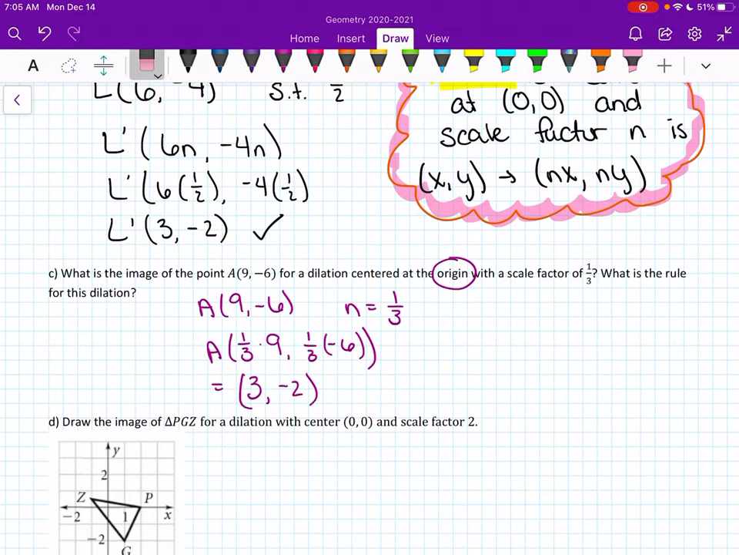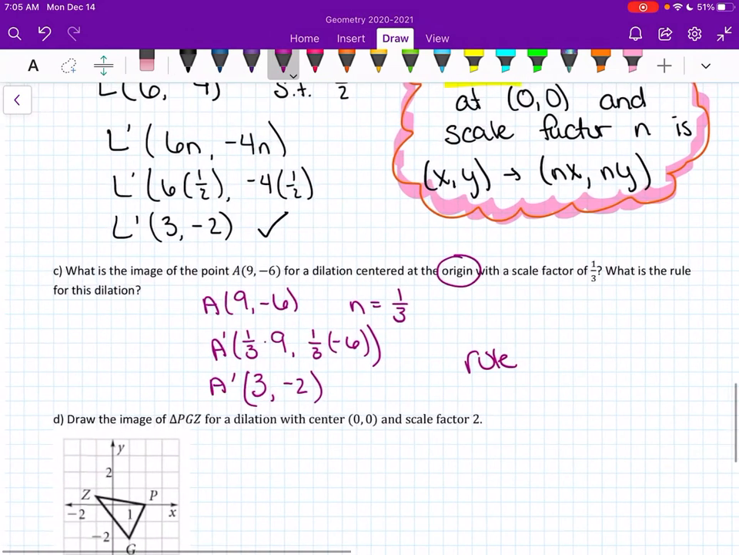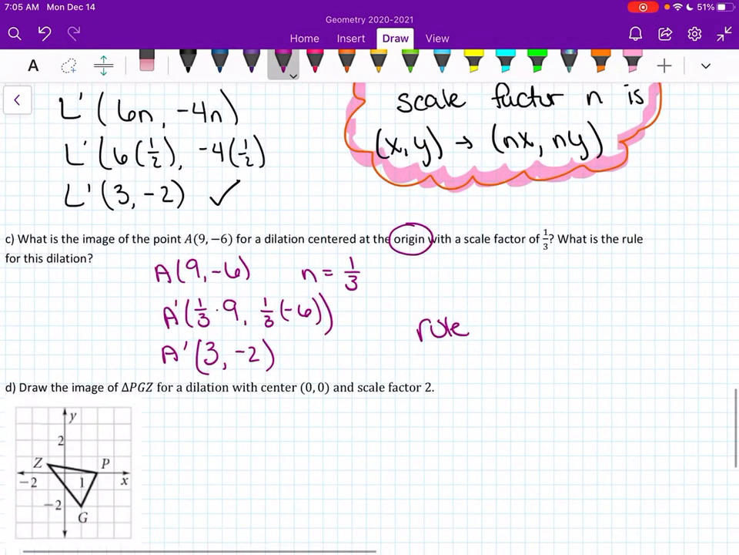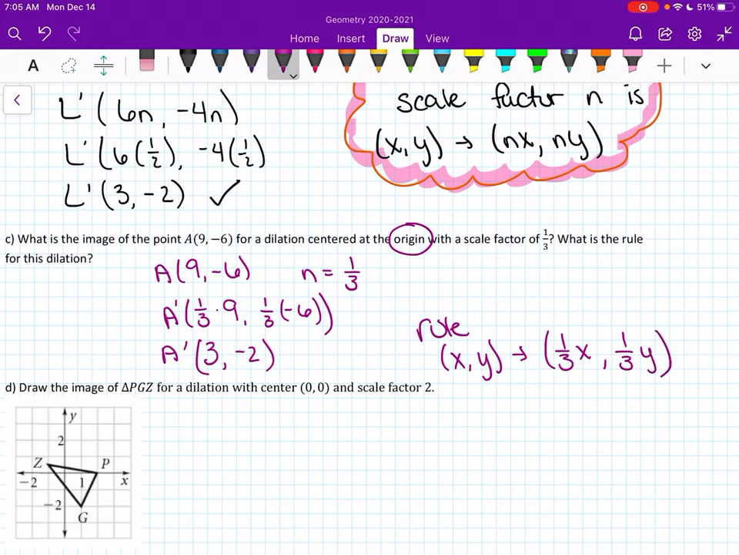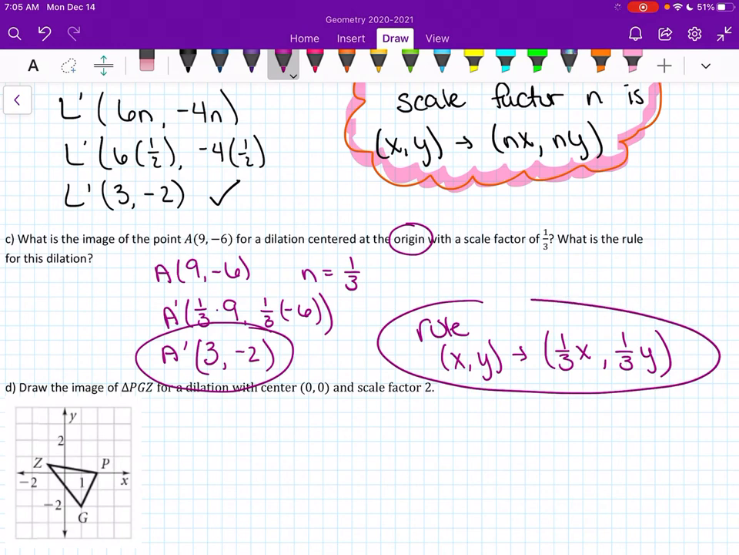So then I get that A prime is at 3, -2, and my rule is going to be, oh my gosh, my coordinates x comma y map to 1/3 x and 1/3 y. Okay, so there's our answer, our point, and our rule.